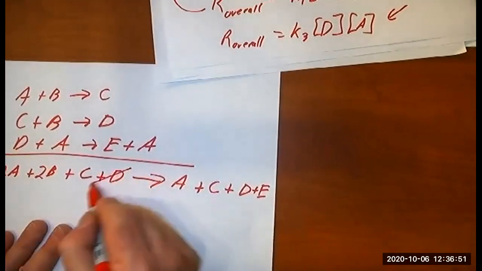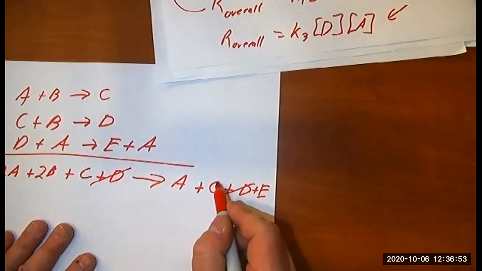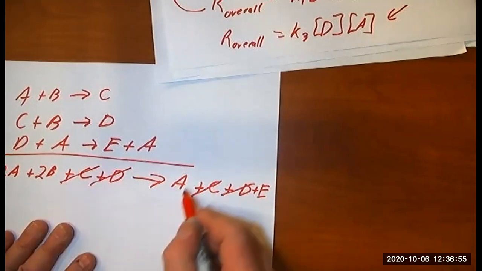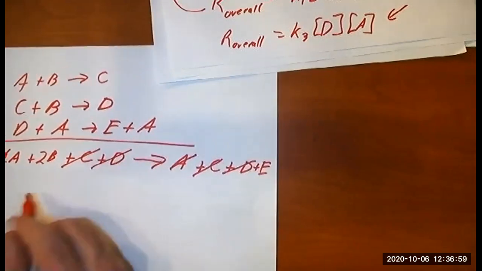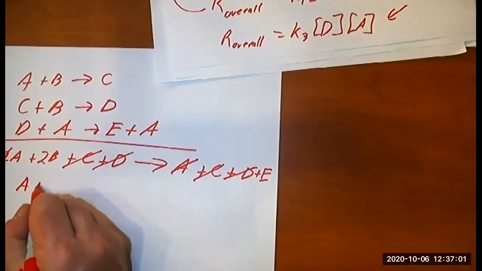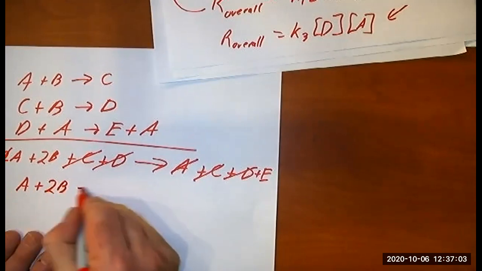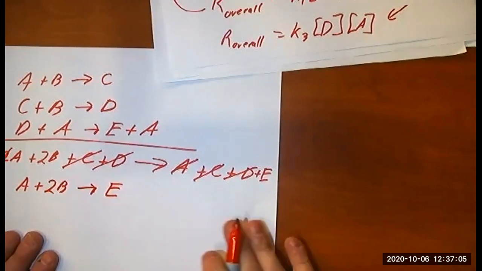We have a D on both sides. We have a C on both sides. And we have an A here and two A's there, so the two cancels out. So we end up with A plus 2B goes to E.